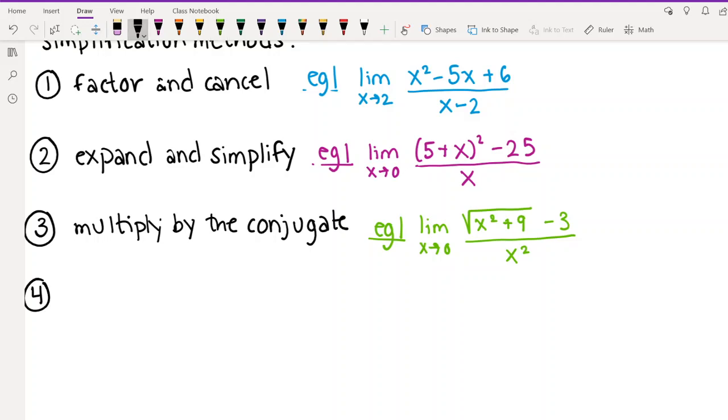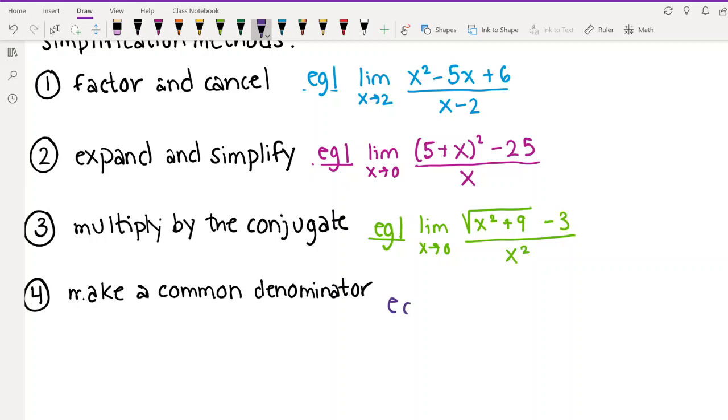And then the last method is making a common denominator. As you might guess from the idea of making a common denominator, this will happen when you have a function where there are multiple fractions involved, or there's a fraction that you want to add to another number. An example of that would be something like this: finding the limit as x approaches 1/2 of 1 over x minus 2, all divided by x minus 1/2. Again, we'll do that specific example in this video as well.